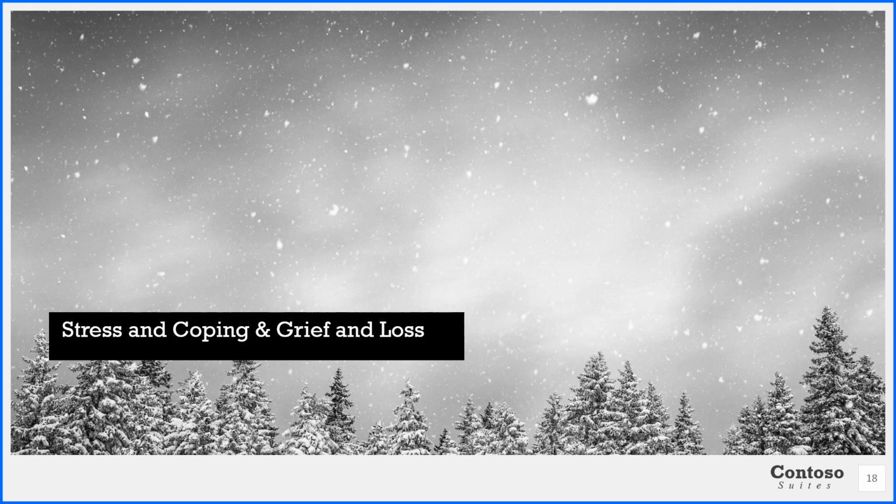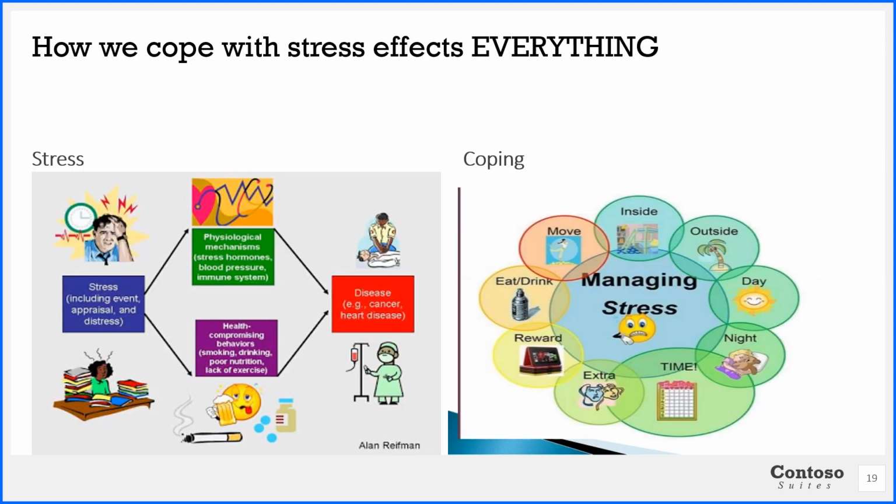Stress and coping and grief and loss. How we cope with stress affects everything. I really like this slide because it shows us stress including an event, appraisal, distress, any type of thing that can cause stress. Even good things cause stress, like babies are good things, they cause stress. Physiological mechanisms cause stress: hormones, blood pressure, immune system.